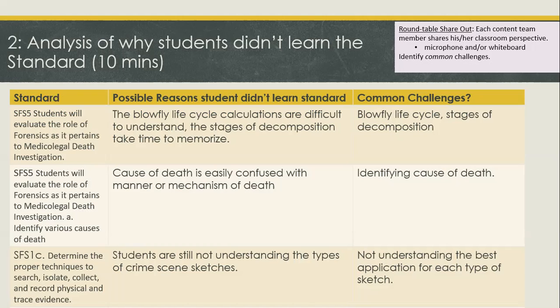Then with cause of death, they have a hard time confusing that with either manner or mechanism of death. This is a new standard that we taught right at the end of the semester, so they hadn't quite grasped the difference between cause, manner, and mechanism of death. We need to work on that. And finally, they still are not understanding the types of crime scene sketches. This is one we struggled with on IA2 also. But on this test, we did more application for the specific types of sketch: in a certain situation, which type of sketch would we use?